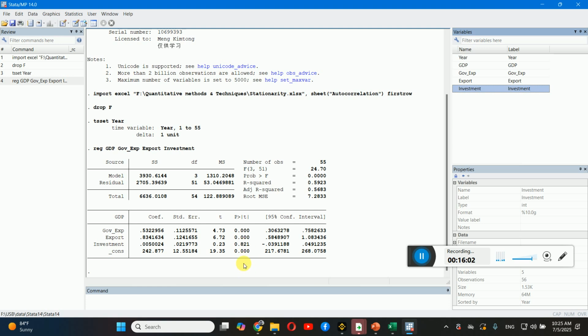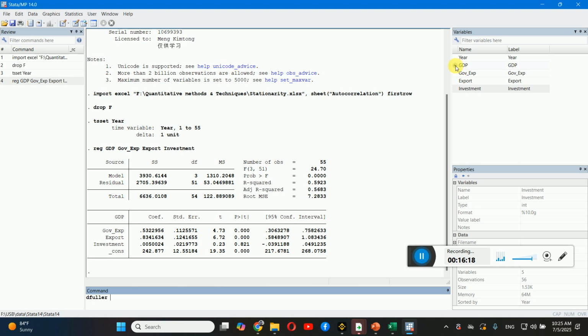Okay, now before considering this output, we are checking for stationarity. For stationarity, we have the augmented Dickey-Fuller test. So you should type dfuller, right? And then what is the variable? Each and every variable should be checked for stationarity.